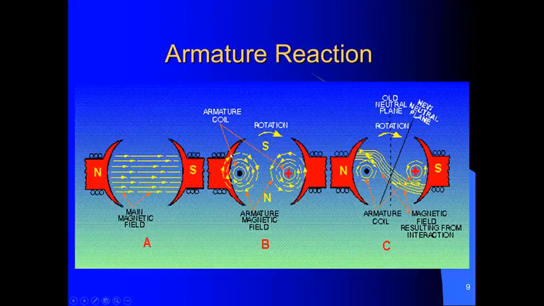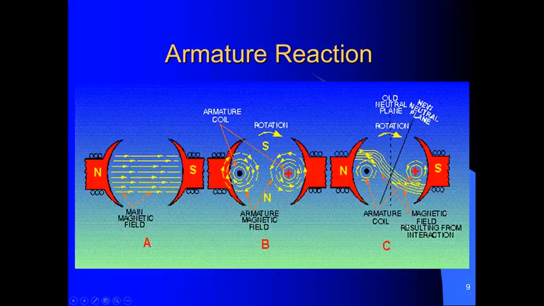And one of the things that limits us is armature reaction. Again, our main magnetic field shows here on the left in figure A. It's going from north to south. Our magnetic field is there. Around our conductors, we get magnetic fields. As they rotate through, it affects our main magnetic field because of the interaction between the two.